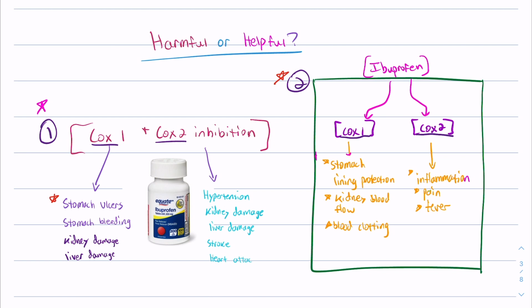What's going to happen is that it's going to result in stomach ulcers. That lining isn't protected, so you're going to have sores on the stomach from constant use, stomach bleeding. Because that lining isn't protected, you're more likely to bleed, which is obviously not fun. Kidney damage, liver damage, these are some of the adverse effects. Then COX-2 inhibition produces high blood pressure. That's what hypertension means. Kidney damage, liver damage can increase the risk of stroke and heart attack.